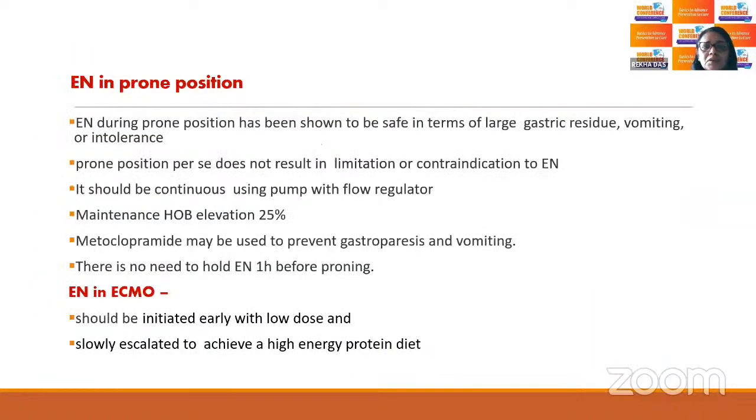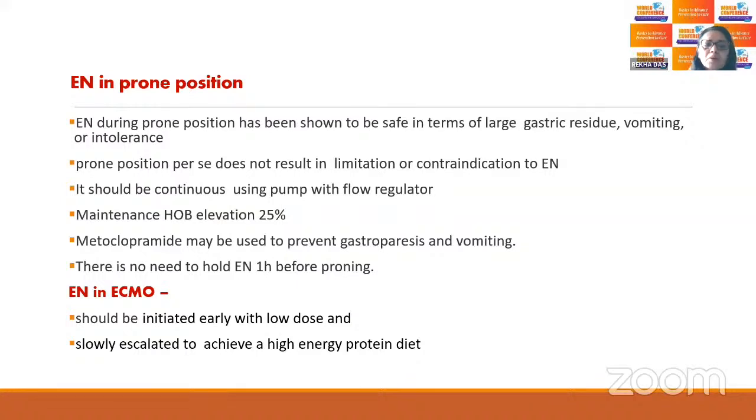Enteral nutrition in prone position has been shown to be safe in terms of large gastric residue, vomiting, or intolerance. Prone position, therefore, is not a contraindication to enteral nutrition, but it should be given by the continuous method, maintaining a head of bed elevation of 25%. Metoclopramide may be used to prevent gastroparesis or vomiting. If you have a good expert team, there may not be any necessity to withhold feeding before proning. But in most centers, there is a need to hold enteral nutrition 1 hour before the proning procedure.